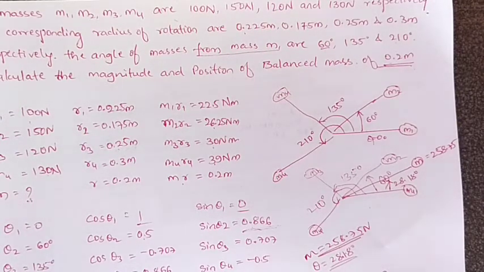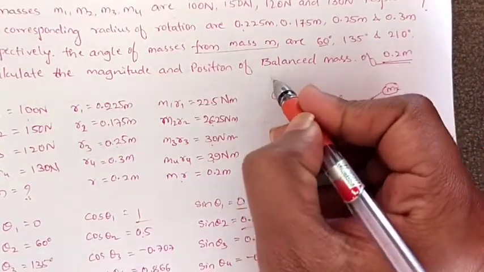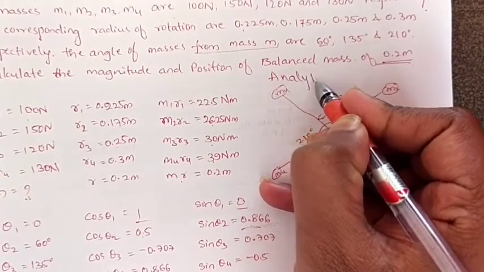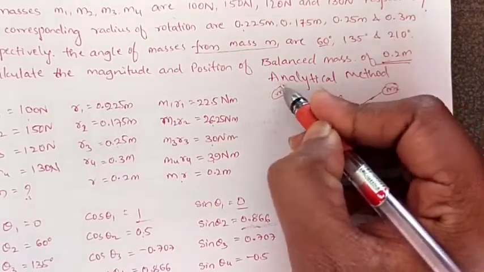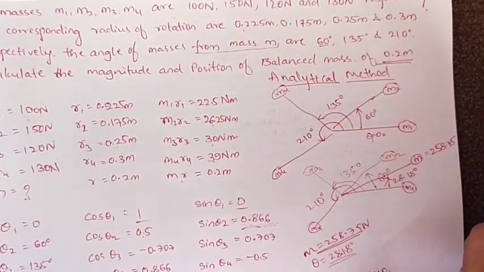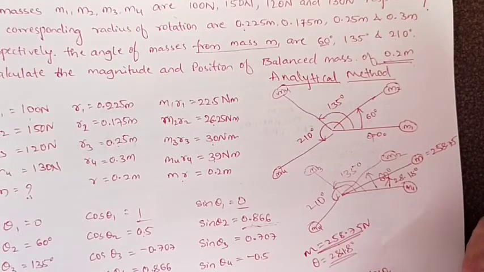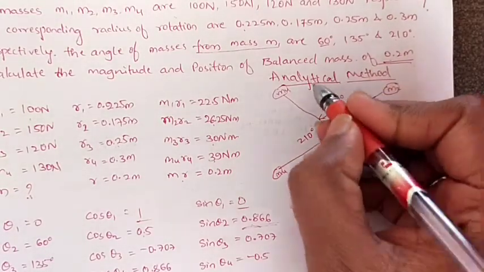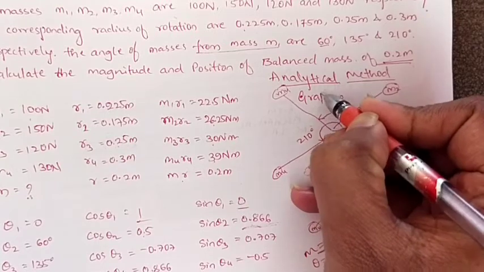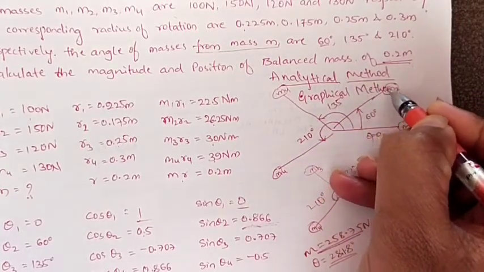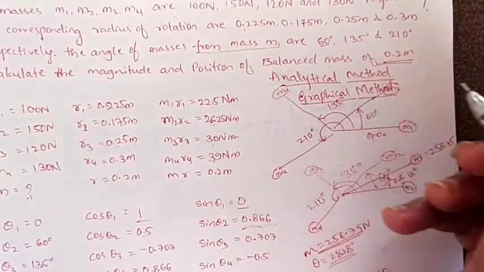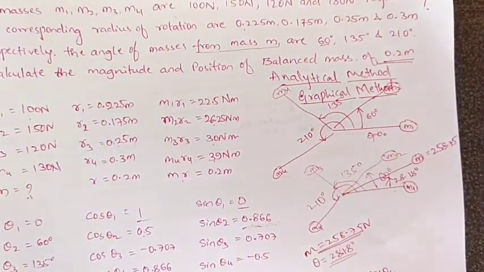Okay, so in the next part of the lecture, we will see that all these problems are based on the analytical method. The analytical method is nothing but using formulas to solve the problem to find the balanced mass. Okay, so in the next part of our video we will take the graphical method, how to find the balanced mass and balanced angle using the graphical method.